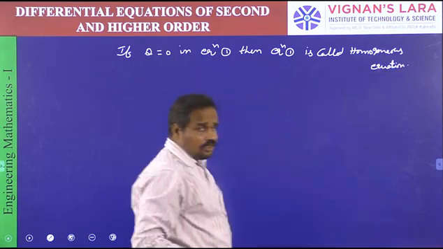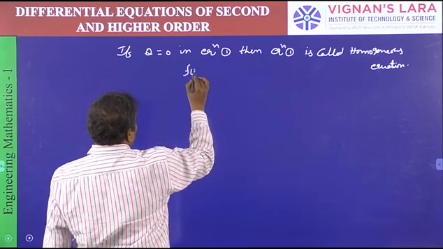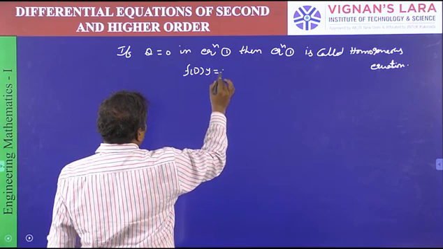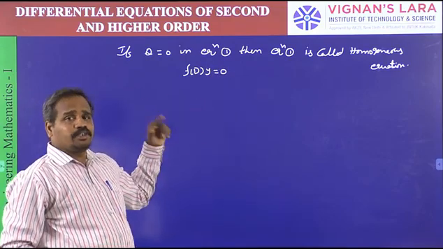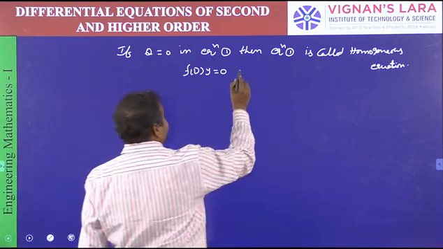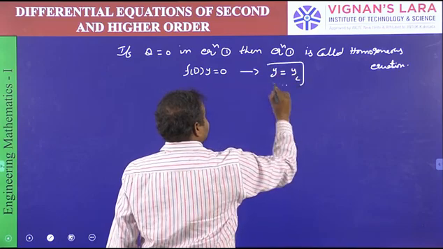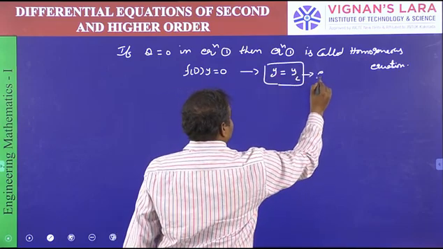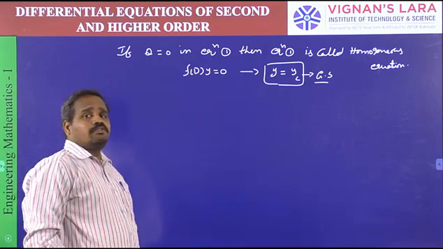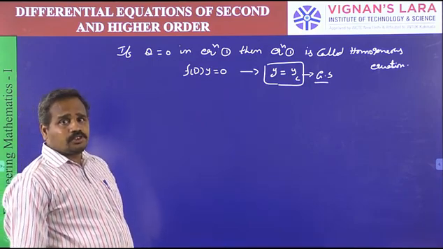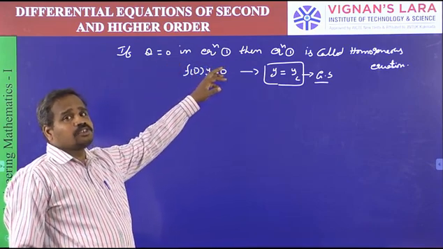Equation 1 is called a homogeneous equation. What is that equation? F of D into y is equal to 0. So this corresponds to the complementary solution. In this case, the complementary solution becomes the general solution, so there is no need to evaluate the particular solution.